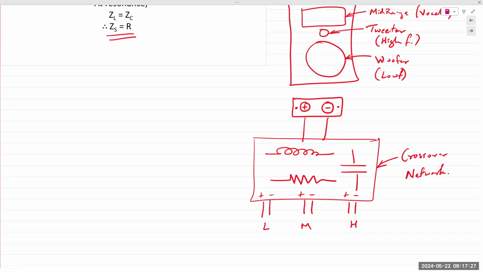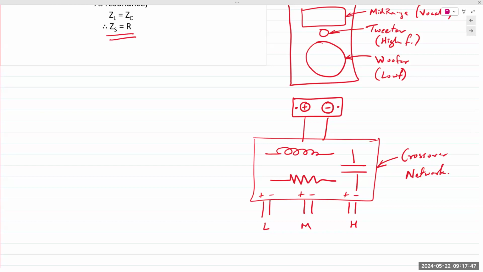Crossover networks like these are expensive. Depending on the make and model of this loudspeaker, these crossover networks could run into tens or hundreds of dollars. Again, because these would be heavy inductive coils. They would do a good job of filtering out. You need a high quality inductor, which would not result in a loss of signals.